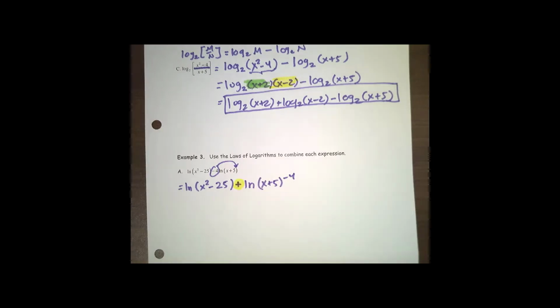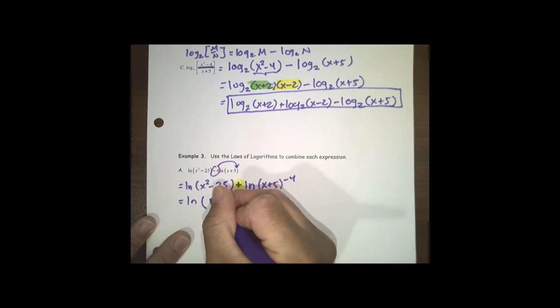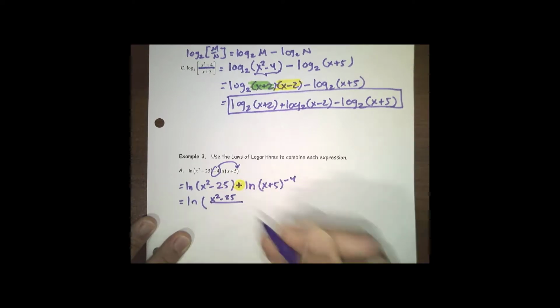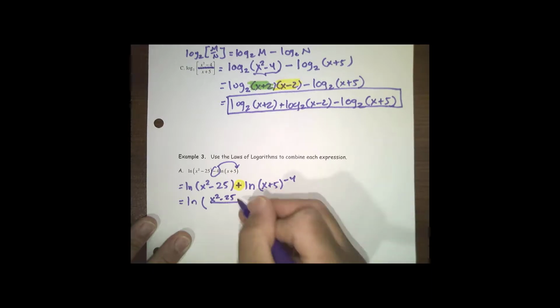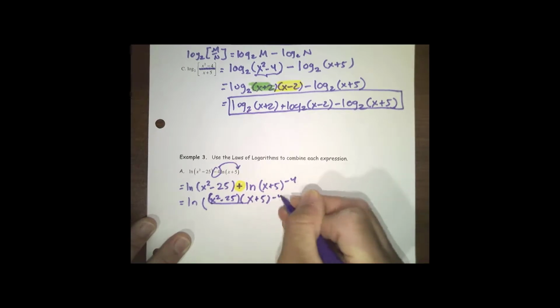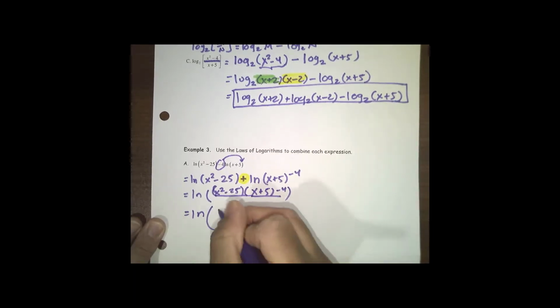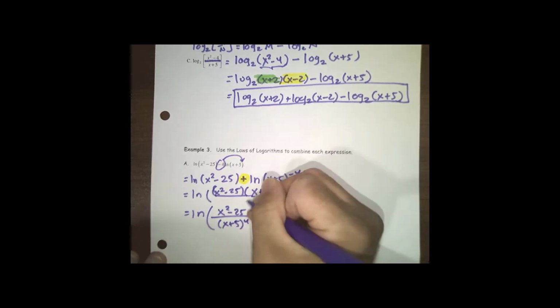And then I am going to use the product rule for logarithms in reverse to write this as natural log of x squared minus 25 times x plus 5 to the negative 4 power. But if you bring that negative 4 into the denominator, it will be x squared minus 25 over x plus 5 to the 4th power.